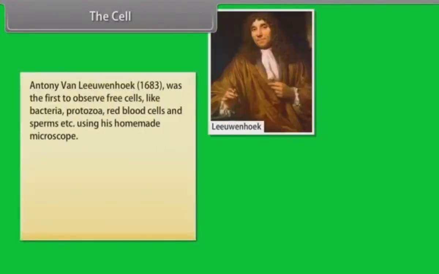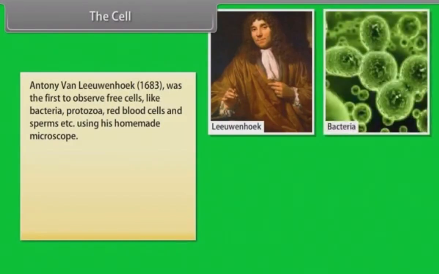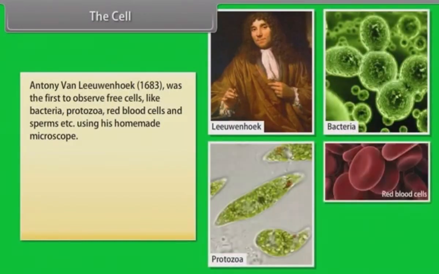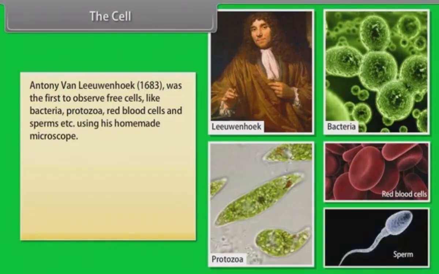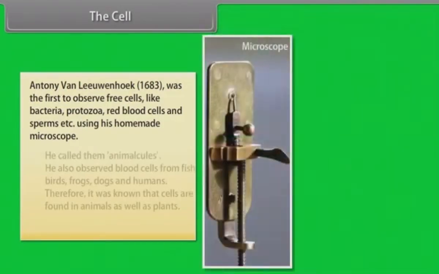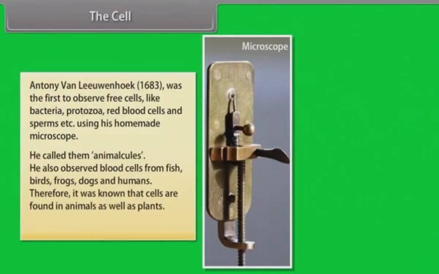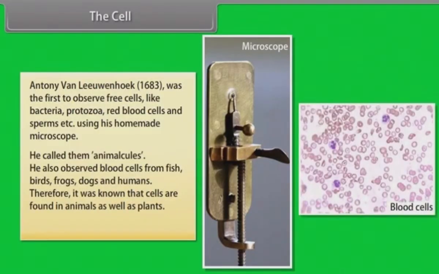Antony van Leeuwenhoek was the first to observe free cells like bacteria, protozoa, red blood cells and sperms, etc. using his homemade microscope. He called them animalcules. He also observed blood cells from fish, birds, frogs, dogs and humans. Therefore, it was known that cells are found in animals as well as plants.